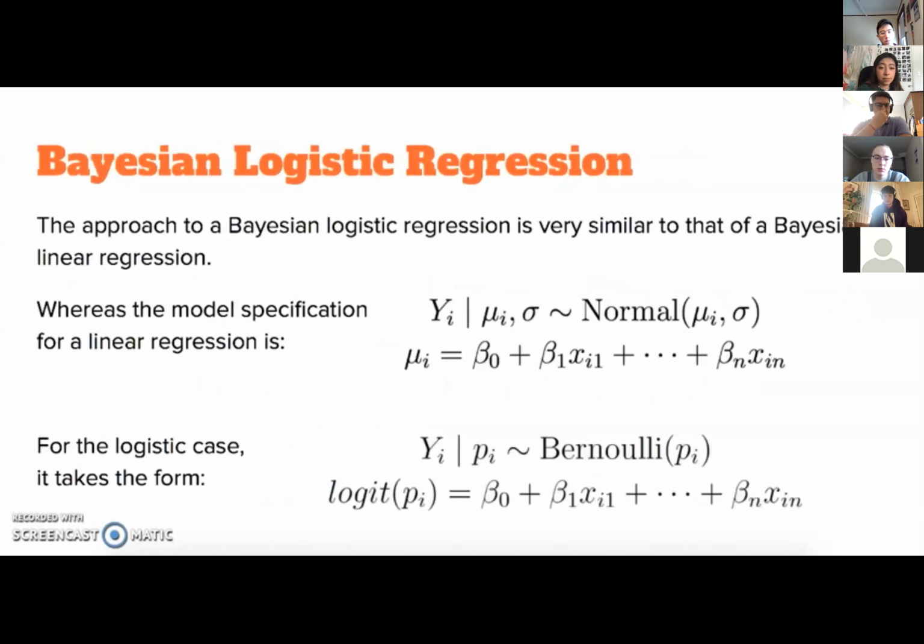So extending this to the Bayesian logistic regression is really similar to the linear regression, except you can see here, instead of saying that our data is normally distributed, it's now Bernoulli distributed as it's a binary outcome variable. And as I was saying earlier, instead of saying that P is a function of our different predictor variables, we say that logit of P or the log odds is a function of our predictor variables.